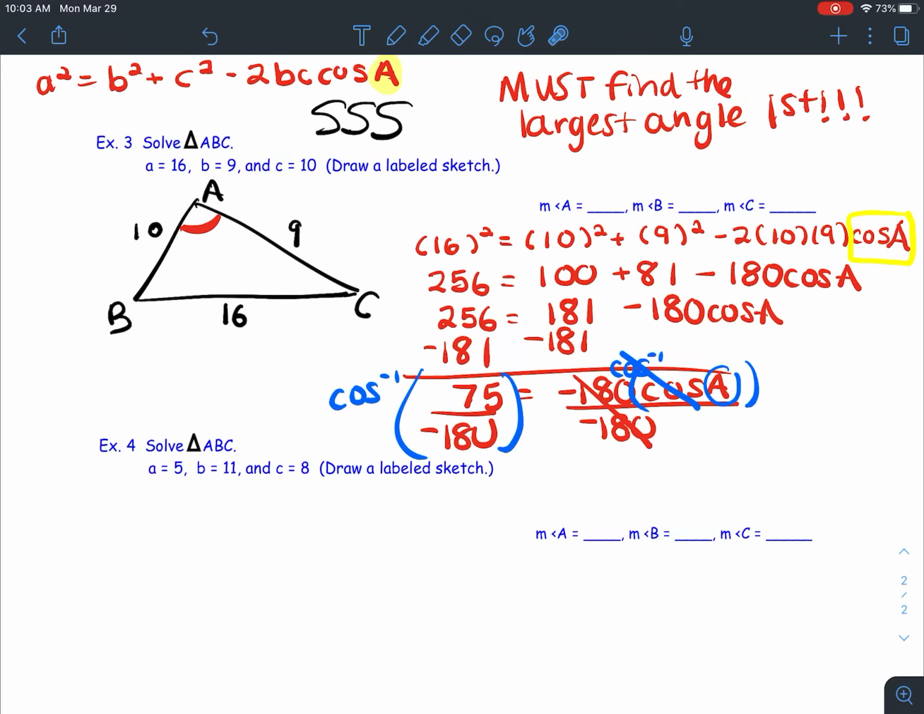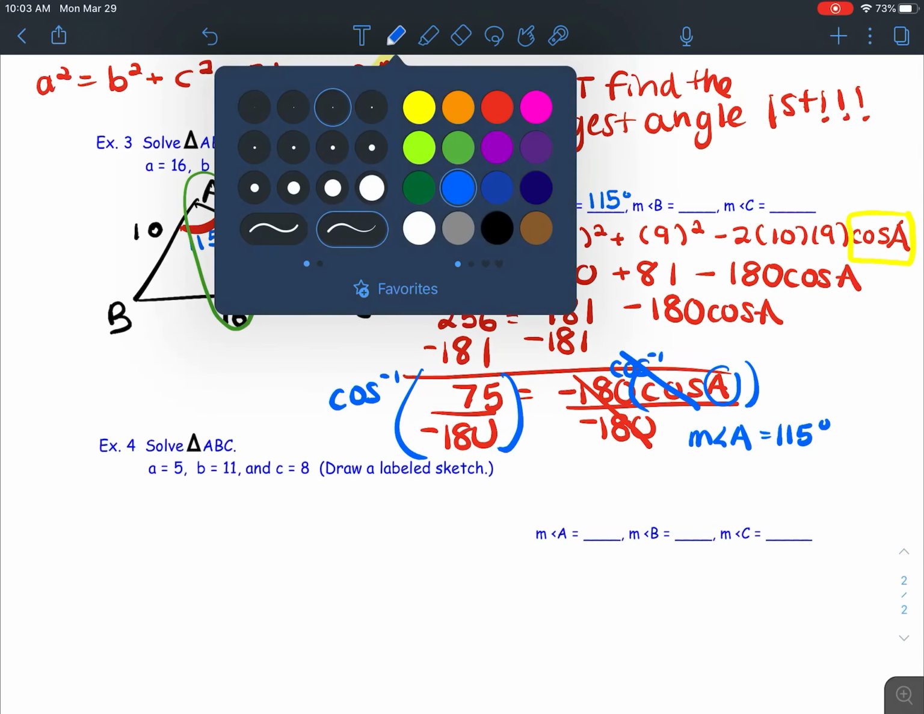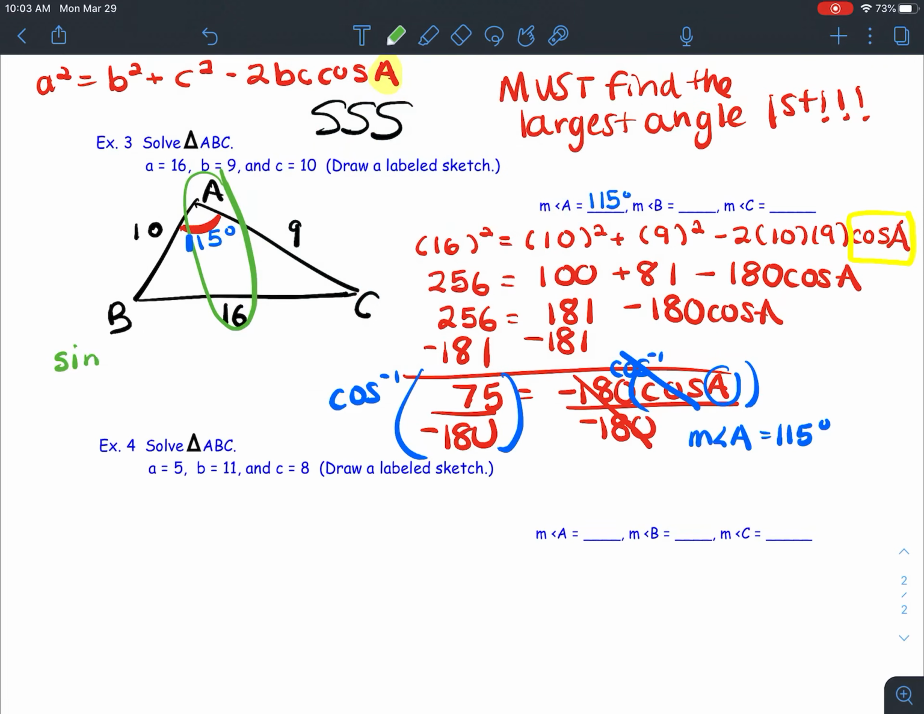So what you're going to type into the calculator will be inverse cosine 75 divided by negative 180. Okay, we're going to round this to the nearest degree. The measurement of angle A in this problem is 115 degrees. Add that to the picture, and now we have enough information that we can press forward. Whoops, this was 115 right there. Okay, we can move forward with setting up the law of sines now.